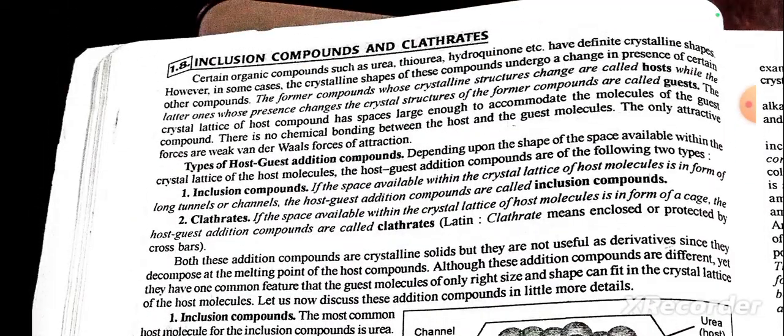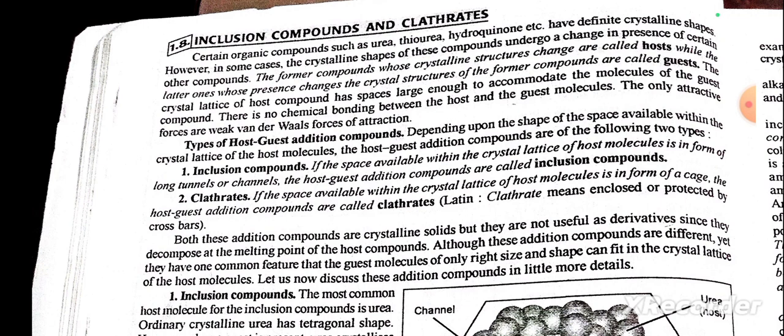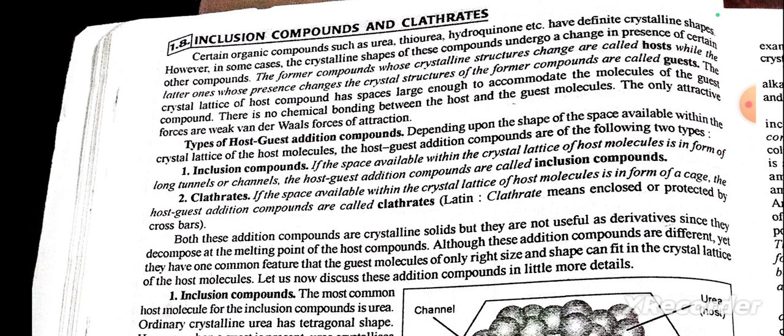Excluding compounds and clathrates. Certain organic compounds such as urea, phenol, hydroquinone are found as crystalline solids. However, in some cases the crystalline shape of these compounds undergoes change in the presence of certain other compounds. The former compounds whose crystal structure changes are called the host, while the latter ones which change the crystal structure of the former compound are called the guest. The crystals of these compounds have a space large enough to accommodate the molecules of the guest compound.